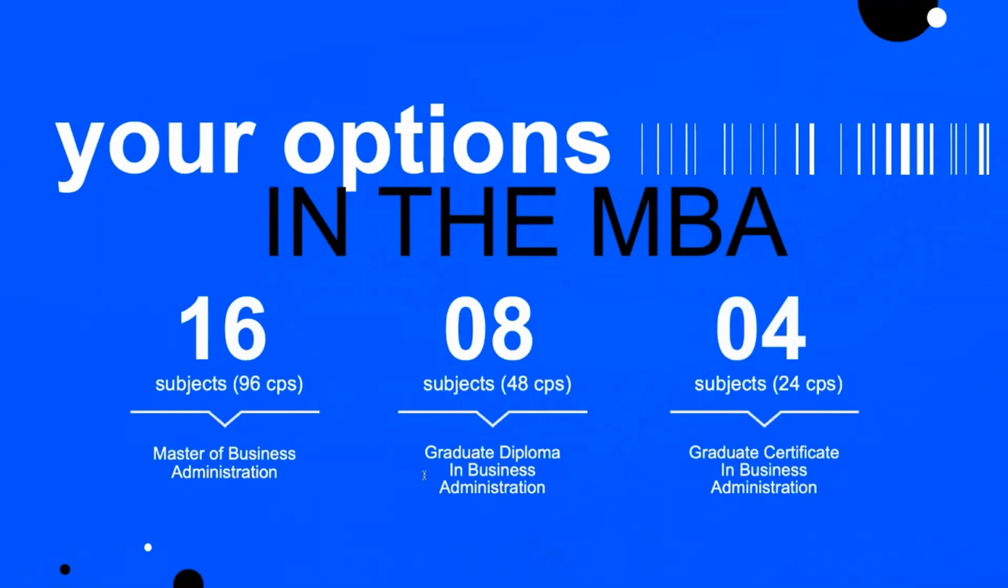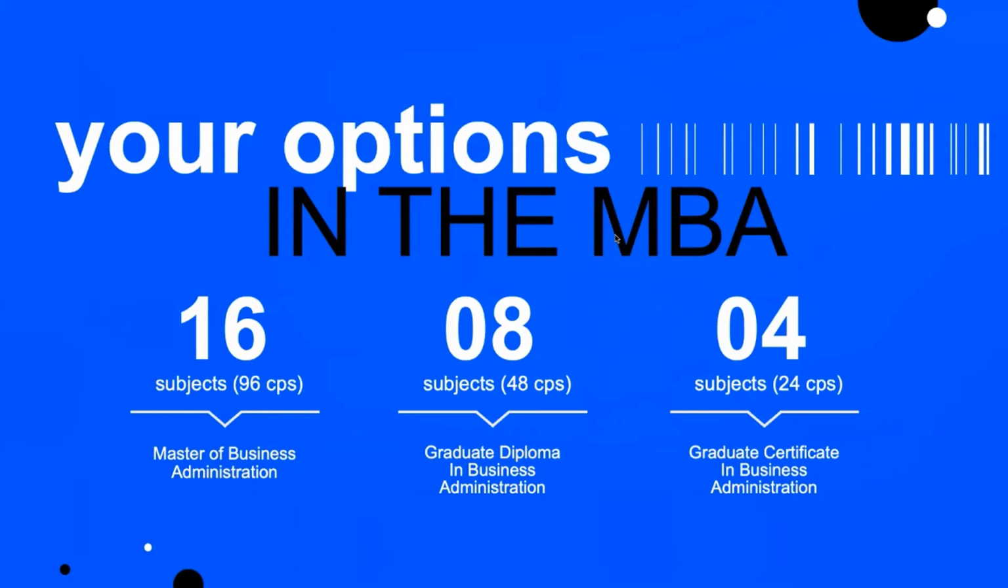Now, if you're coming with no prior degree, you can enter through a graduate certificate in business. That's a 4-subject program. You then can either do a graduate diploma, which is 8 subjects, or you can get credit for each of them and continue on until you finish the 16 subjects.